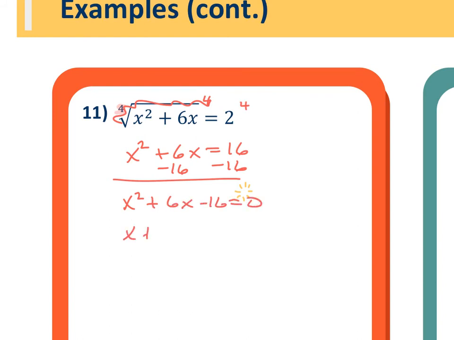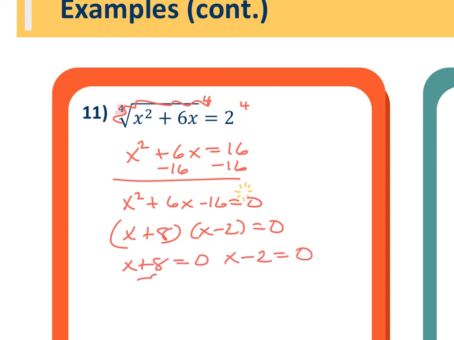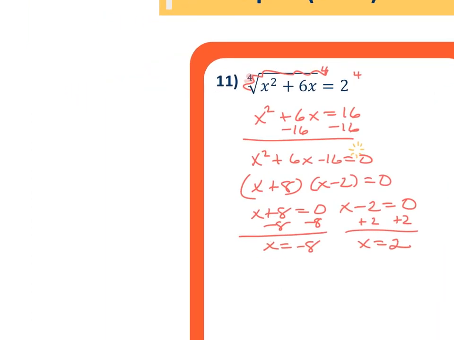Factor it. Solve it by setting it equal to 0. Subtract 8. Add 2. And now I have to check. So again, take your original: x squared plus 6x equals 2, and this is the 4th root.